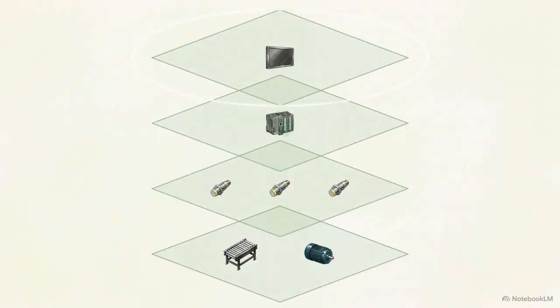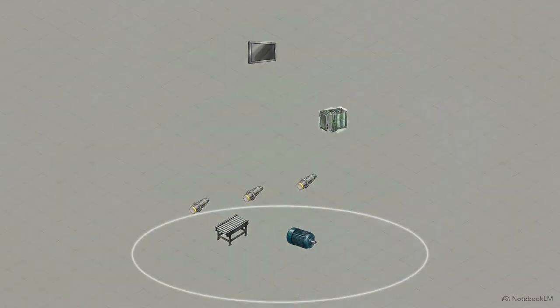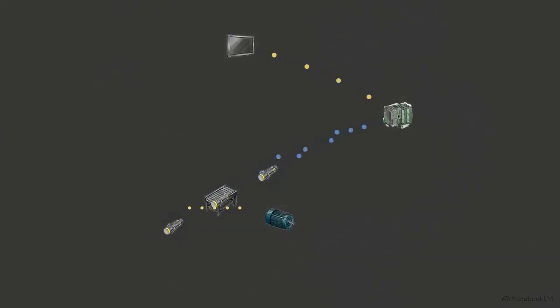Automation functions only when the physical, sensing, logic, and interface layers are integrated into a single functional loop. We can now observe the entire industrial architecture operating as a single, continuous system. We now introduce the technician, the human variable, into this automated environment.